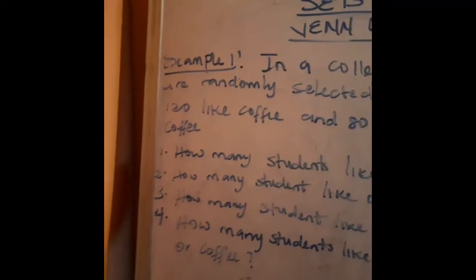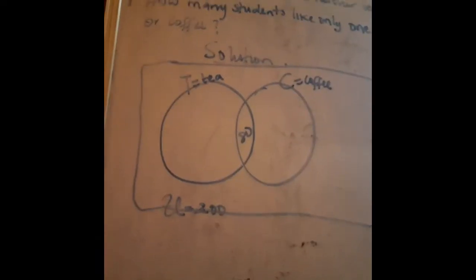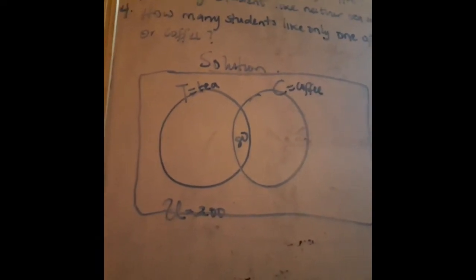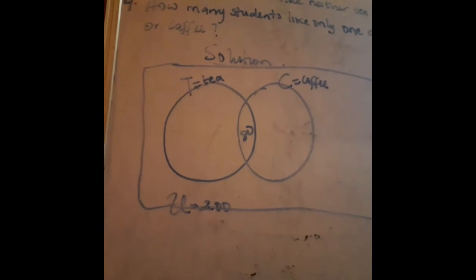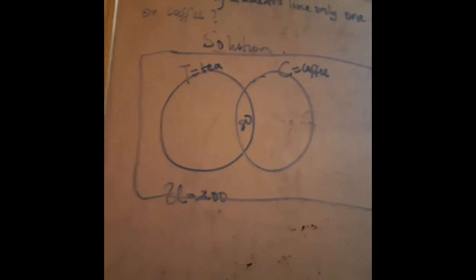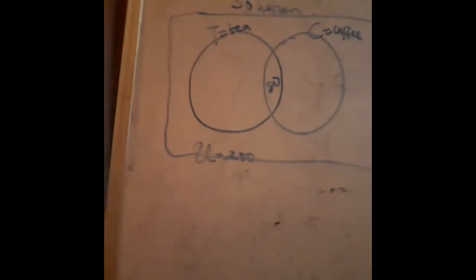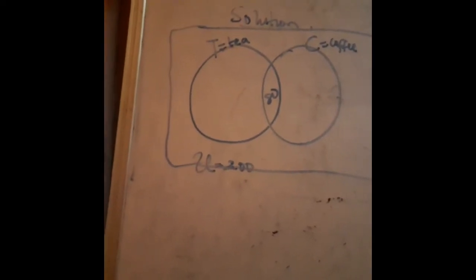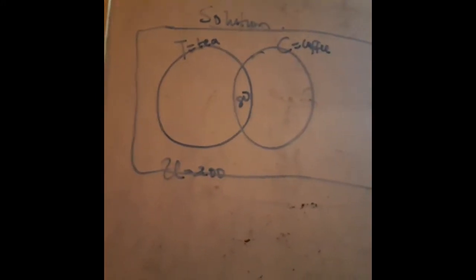And they said 80 like both tea and coffee, so the intersection of both is 80. Let me represent it in a Venn diagram for better understanding. So this is our universal set. You don't mind my diagram. The T there represents our tea, and the C there represents our coffee. The question says, in a college, 200 students are randomly selected, so our universal set is 200, which is what I have here. They said 140 like tea, 120 like coffee, and 80 like both tea and coffee.